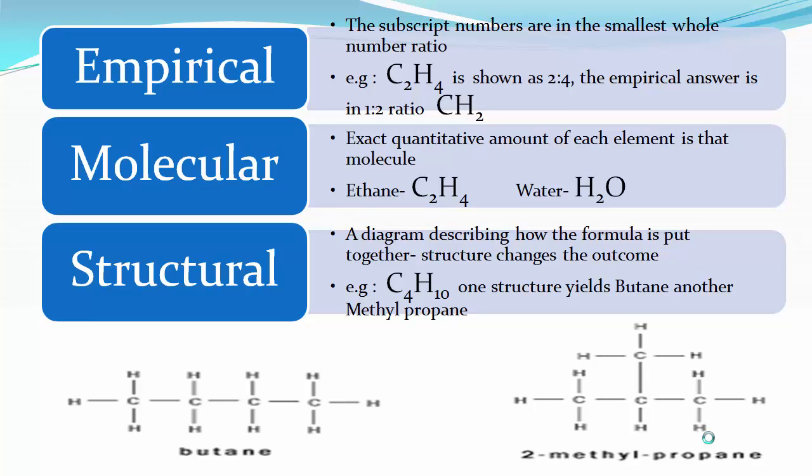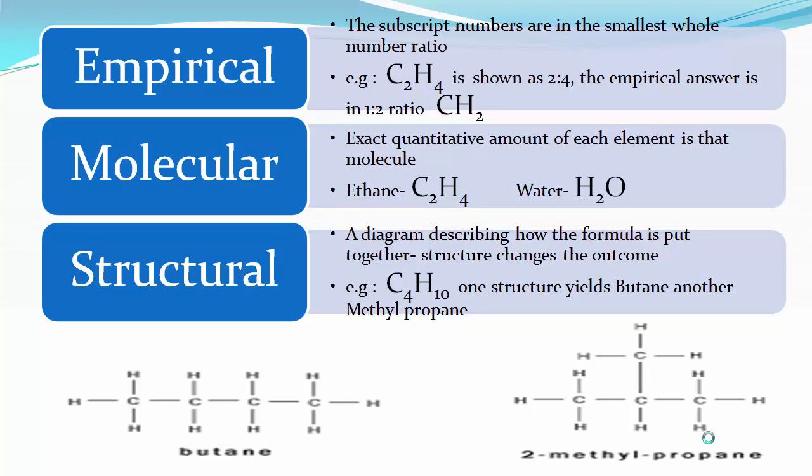So, empirical formula is when the subscript numbers are in the smallest whole number ratio. That means the subscripts, the little 2's and the small 4's, can't be divisible by any number anymore. So let's say the example is C2H4. That could be divisible by 2 still, so it's not in its empirical form, because it's in the 2 to 4 ratio. The smallest would be 1 to 2. So for that answer to be in empirical form would be CH2.